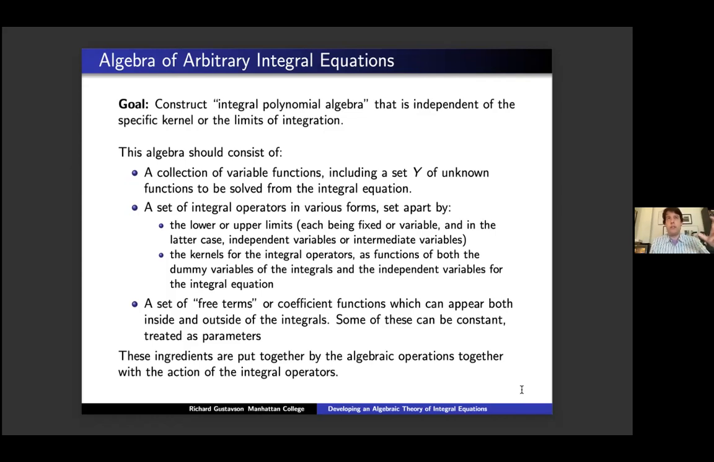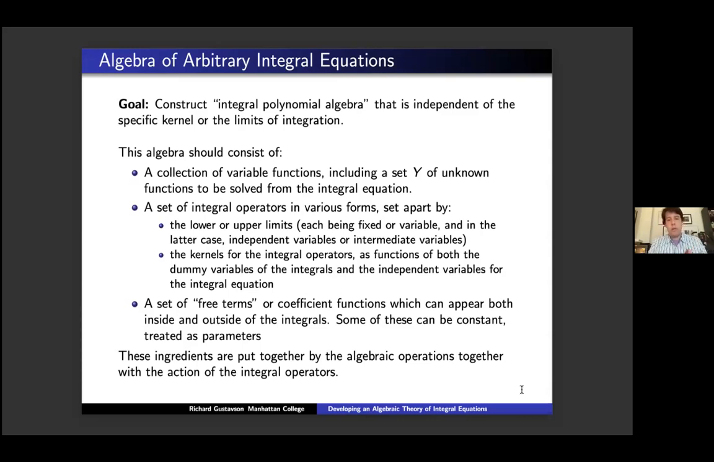All right, so basically, you can think of it as a triple: the lower limit, upper limit, and the kernel. So for each triple, we're going to get a new operator. We also should have a collection of coefficient functions, so that we could take the integral of something and multiply it by, say, e to the xt times the integral. And so that e to the xt, those are the coefficients. And then we want to put these together using the standard algebraic operations as well as the action of performing the integral. So let's see what we can do.